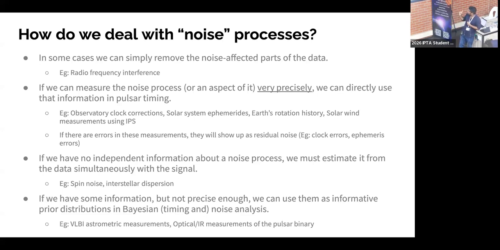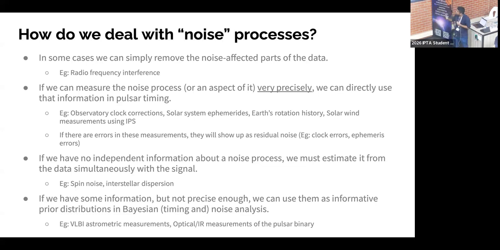And finally, in some cases, we may have some information, but not very precise information. So in that case, we still have to treat those signals together with whatever we are trying to measure. But we can use that information as sort of Bayesian priors when we are doing Bayesian analysis. Examples for this would be things like VLBA astrometric measurements, or if we have independent optical or infrared measurements of a pulsar binary system or things like that.